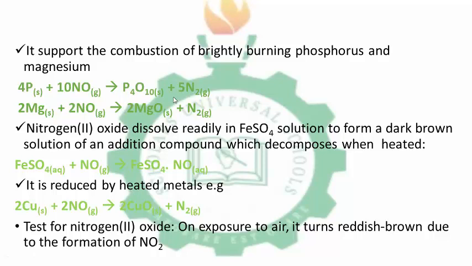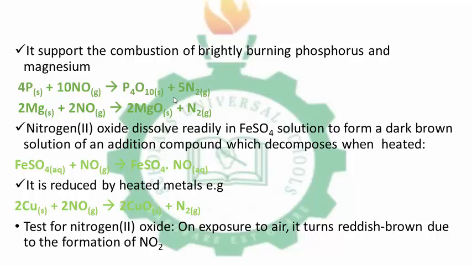Now, nitrogen 2 oxide dissolves readily in FeSO4 solution, which is iron 2 tetraoxosulfate 6 salt, to form a dark brown solution. And we talked about this when we were talking about the test for trioxonitrate 5 salt. Now, also the dark brown solution is due to the formation of FeSO4.NO. Please take note that this solution can decompose when heated.